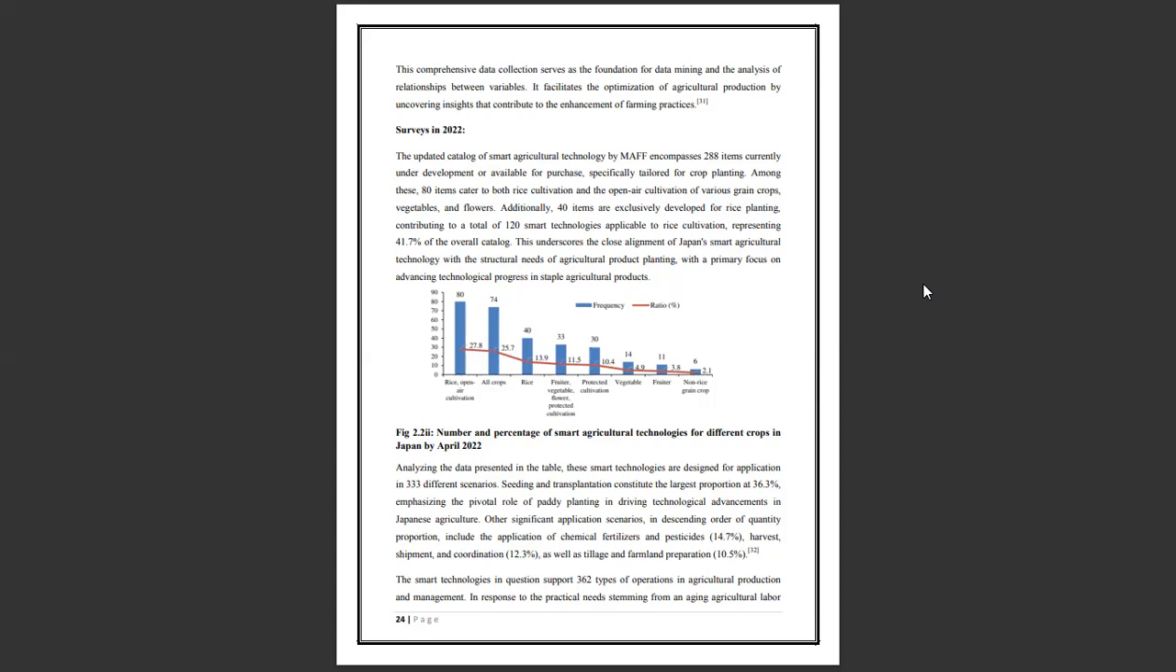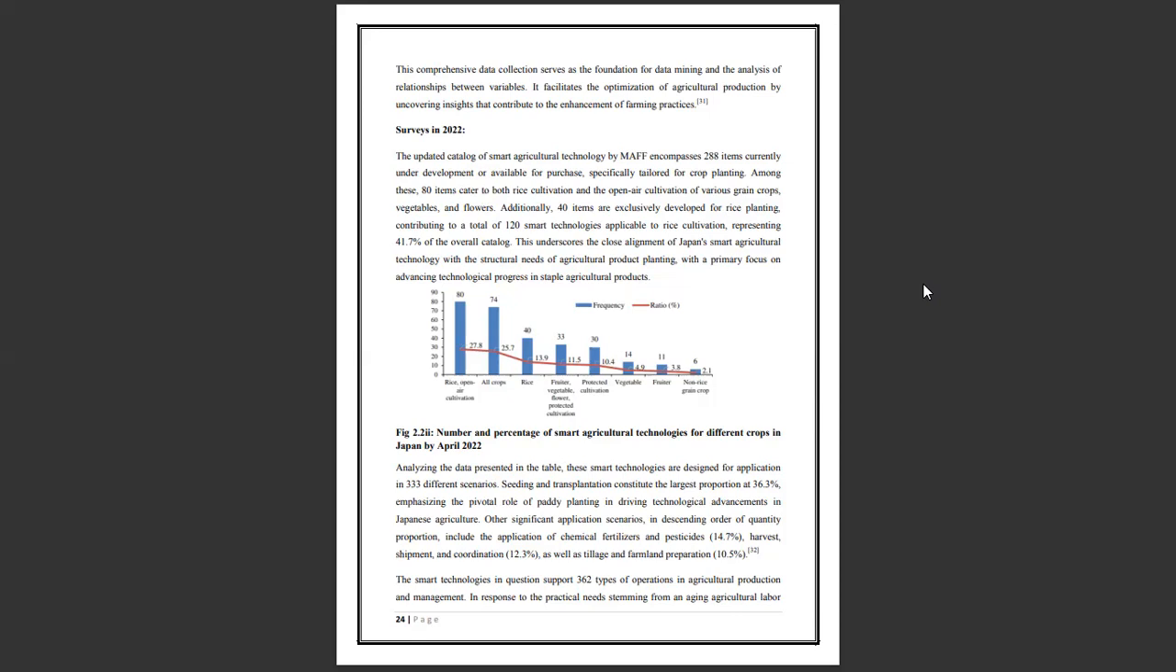Now look at some surveys which were performed in 2022. The updated catalog for smart agriculture technology by MAFF encompasses 288 items currently under development or available for purchase, specifically tailored for crop planting. Among these, 80 items cater to both rice cultivation and the open-air cultivation of various grain crops, vegetables and flowers.